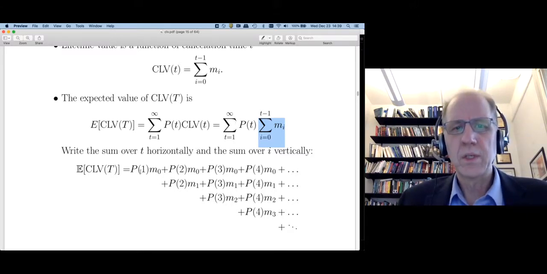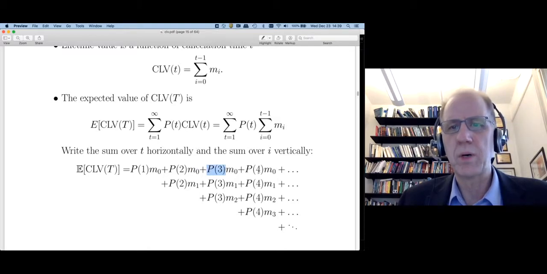So what you'll see is we end up with p sub 1 times m naught, plus p sub 2 times m naught, p sub 3 times m naught, and so forth. Plus p sub 2 times m1, p sub 3 times m2, and so forth.